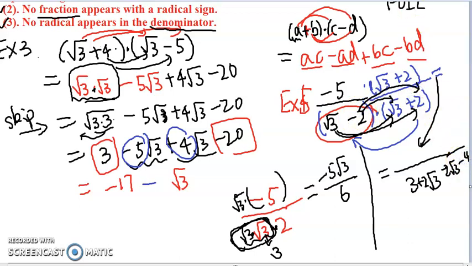And notice that these two terms can be cancelled because one of them is positive 2 times square root of 3. The other is negative 2 times square root of 3. They can be cancelled, because 2 minus 2 is 0. And we're only going to be left with the 3 minus 4. They're both whole numbers. When you subtract them, you will get a whole number, negative 1. So that's how we got rid of the radical sign successfully.